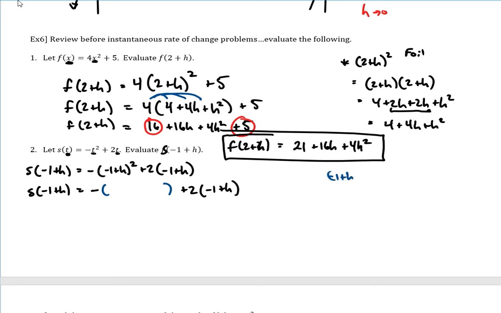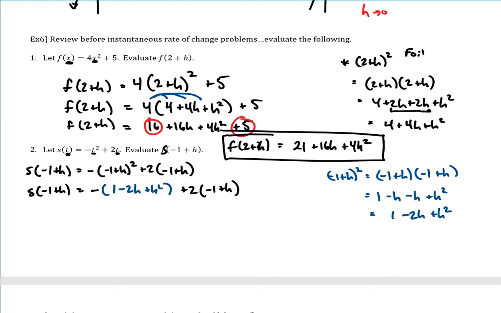So the negative 1 plus h squared is negative 1 plus h times itself. And then when we FOIL, we'll have negative 1 times 1 is positive 1. Negative 1 times h is negative h. H times negative 1 is also negative h. H times h is h squared. And so negative h and negative h become 1 minus 2h plus h squared. Okay, so that's what that foiled into. So we have 1 minus 2h plus h squared.